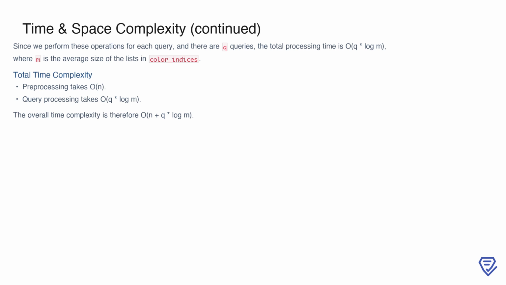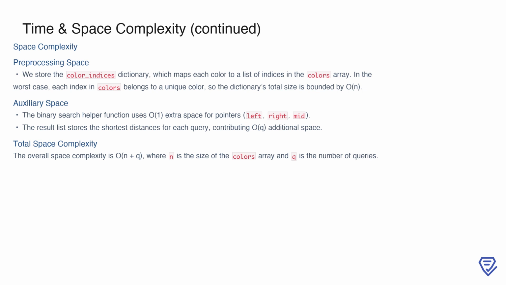Let's now focus on the space complexity of the solution. During pre-processing, we store the color_indices dictionary. This dictionary maps each unique color to a list of indices where that color appears in the colors array. In the worst case, each index in the array corresponds to a unique color. This means the dictionary could grow to a size of O(n).